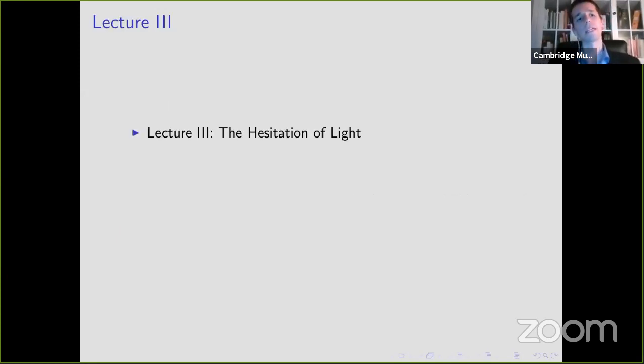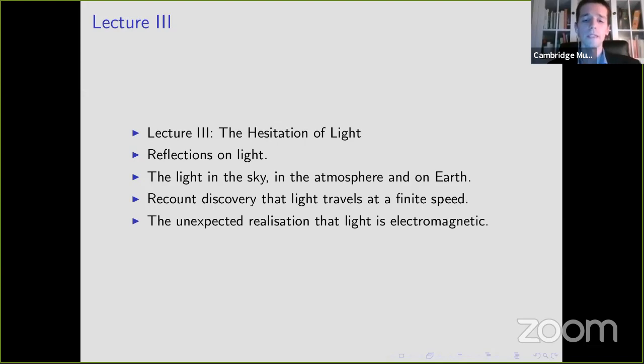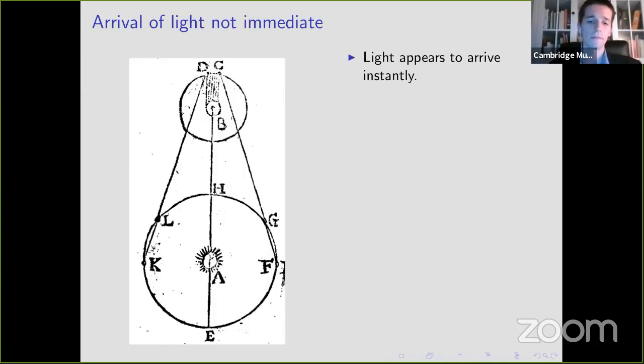Lecture 3. Now we get to the main body of the lecture, called the hesitation of light. And here we are reflecting on light, the light in the sky, in the atmosphere, and on Earth. We recount the discovery that light travels at a finite speed, and the unexpected realization that light is electromagnetic. So the arrival of light is not immediate. However, it does appear to us to arrive instantly when we turn on a lamp. In fact, it has a large but finite speed.